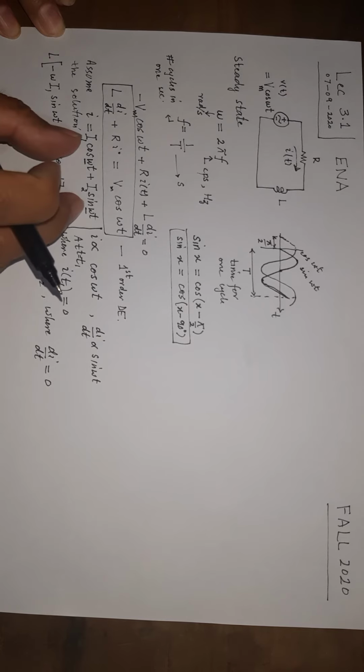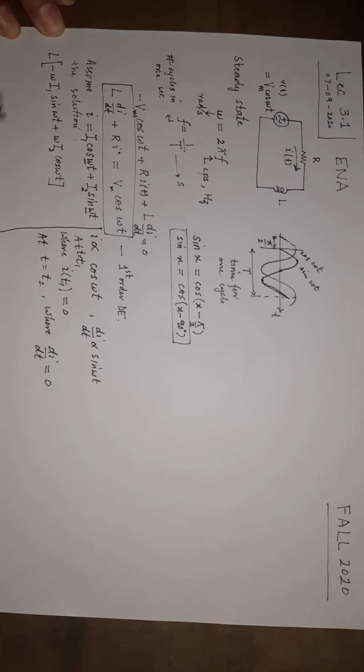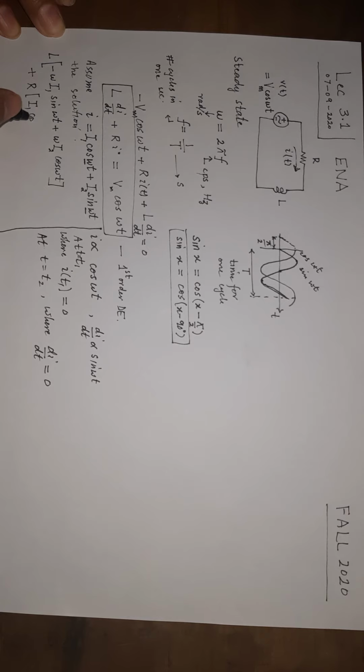This term is the derivative of this thing. So we have put it in here, plus R into the term as is, I1 cos of omega t plus I2 sine of omega t, is equal to Vm cos of omega t. Now here we have one side with both sines and cosines, and on the other side only cosine.